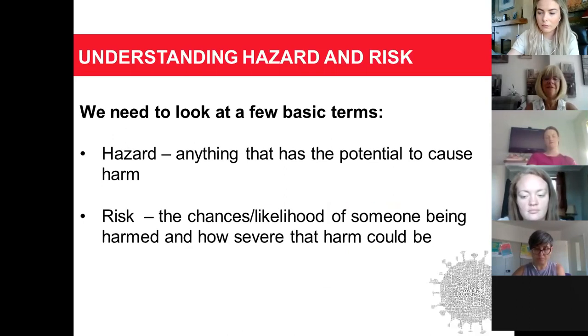So hazard, the definition of hazard, is anything that has the potential to cause harm. As you can appreciate, we are surrounded by hazards all the time. Everything we do, there's a hazard involved in what we do. So the hazard is anything that has the potential to cause harm. And the definition of risk is how likely it is that someone will be harmed by that hazard and how severe that harm could be. So there will be different levels of risk. There will be hazards that will result in a low risk of someone being harmed or a high risk of someone being harmed.